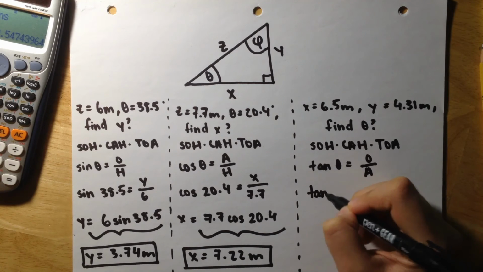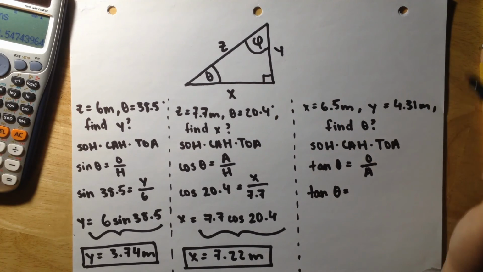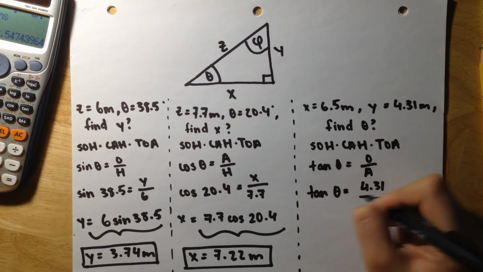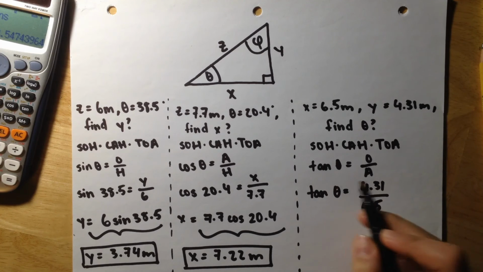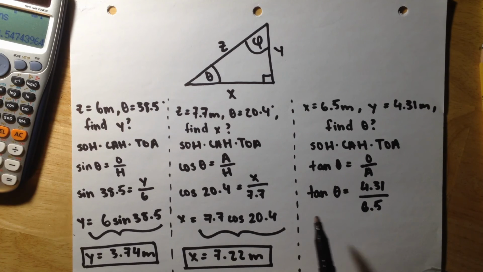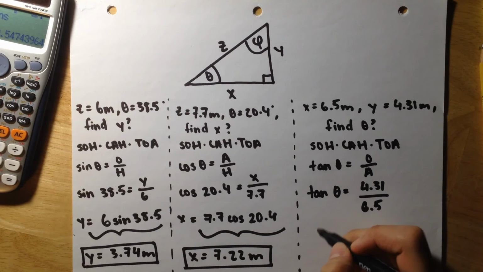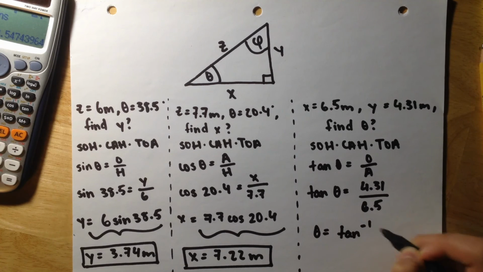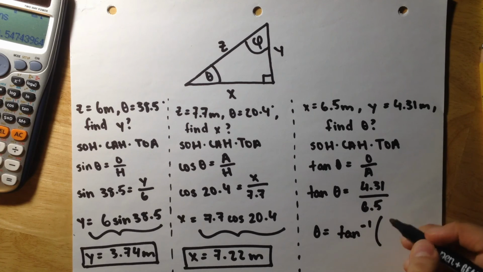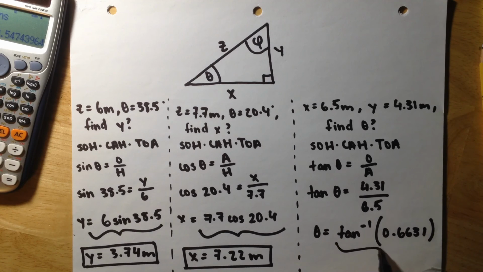So tangent of theta, we don't know theta. We know the opposite side is y, which is 4.31, and we know the adjacent side, x, is 6.5. So to get rid of this tangent on this side and bring it to this side, we can multiply both sides of the equation by the inverse of tangent. So theta equals the inverse tangent, and I just divided this and got 0.6631. So we can put this into the calculator and solve for theta to get 33.5 degrees.